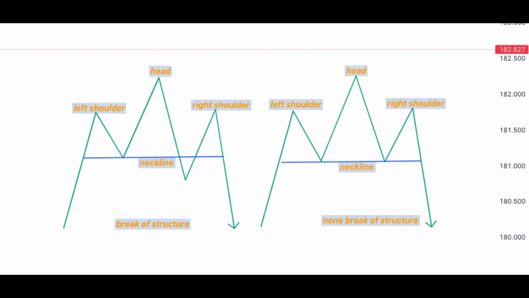The neckline, which is the resistance level. There are two variations of this pattern. The first is a type that has the neckline broken before the formation of the right shoulder. It's also called the breakup structure head and shoulder pattern. While the second type has the shoulder and the neckline all on the same level. This is the non-breakup structure head and shoulder pattern.